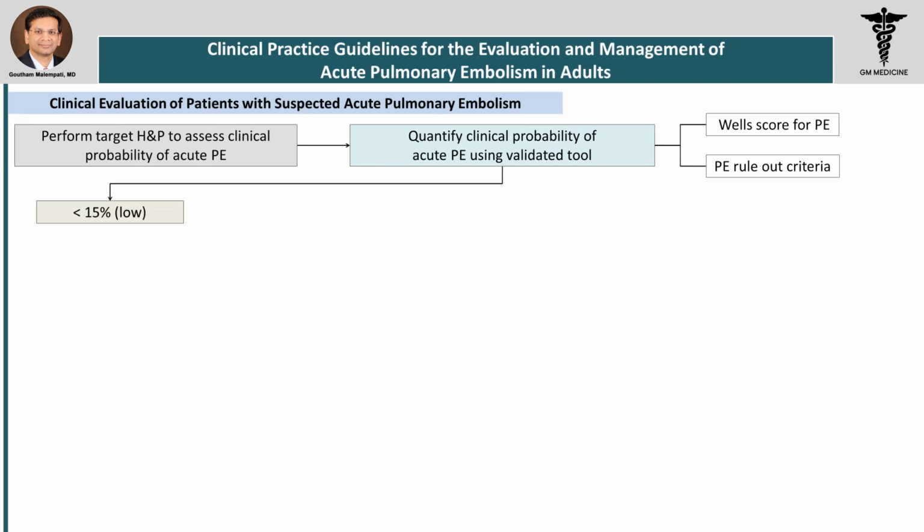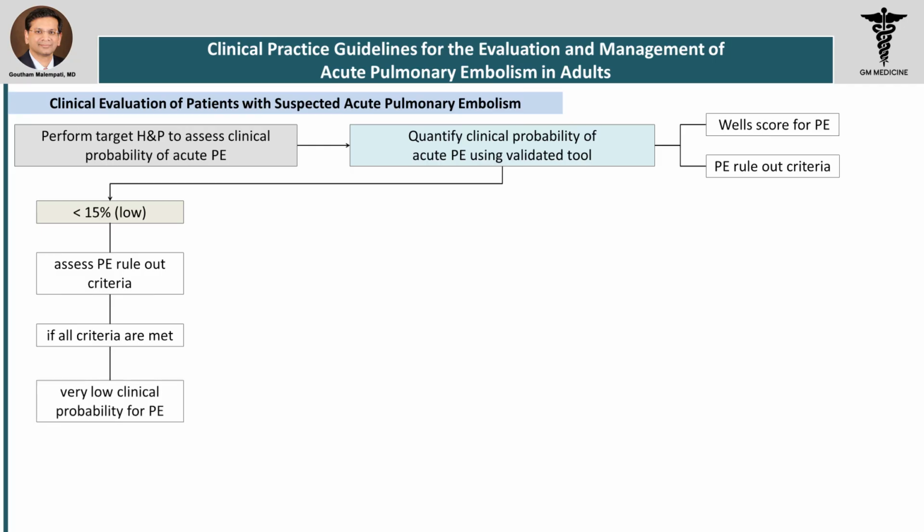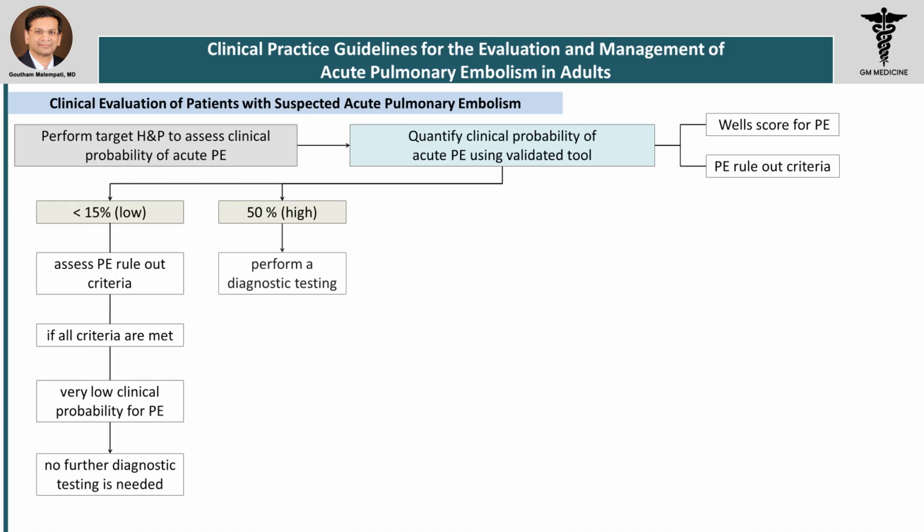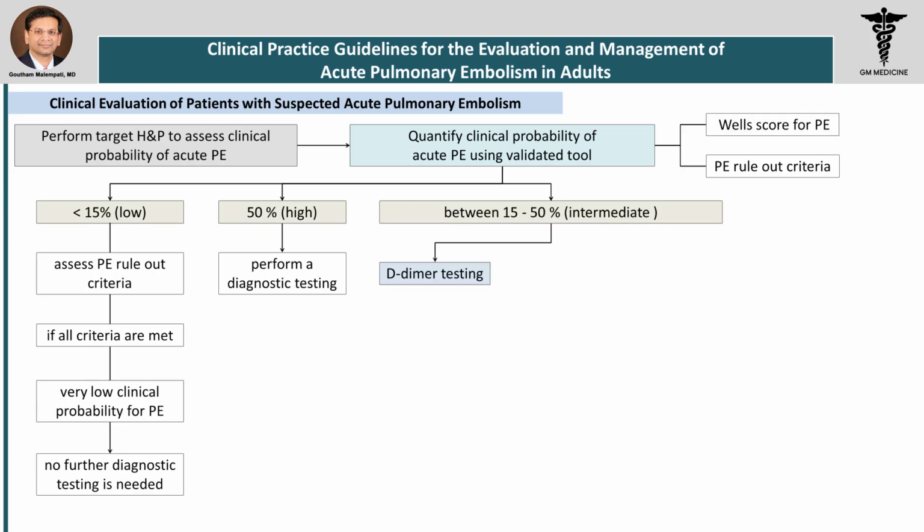If the clinical probability is less than 15%, which is considered low, assess PE rule-out criteria, and if all criteria are met, it is considered as very low clinical probability for PE and no further diagnostic testing is needed. If the clinical probability is greater than 50%, which is considered high, perform diagnostic testing.